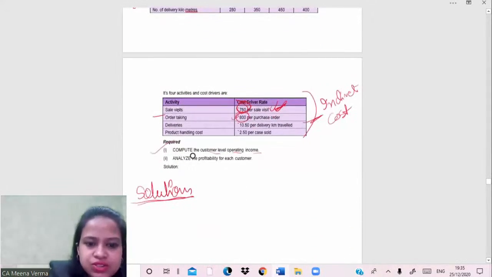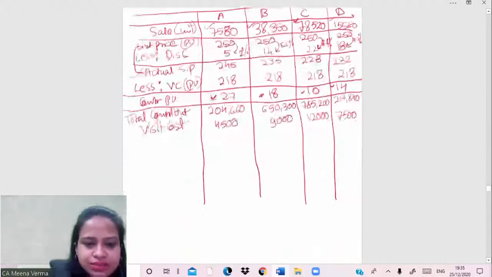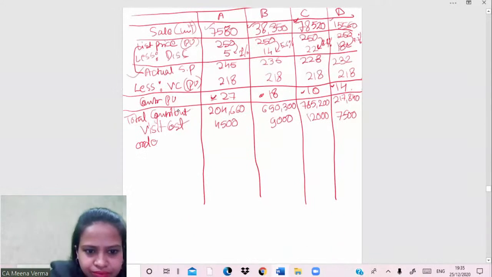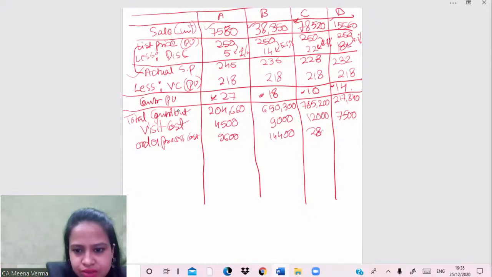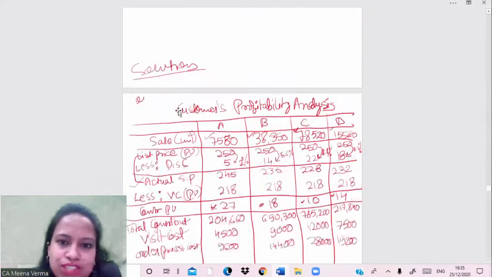order taking cost or order processing cost. Okay. So this value is 9600 here. This is 14400 here. This is 28 at this place, and this is 19200 at this place. I hope it is clear.